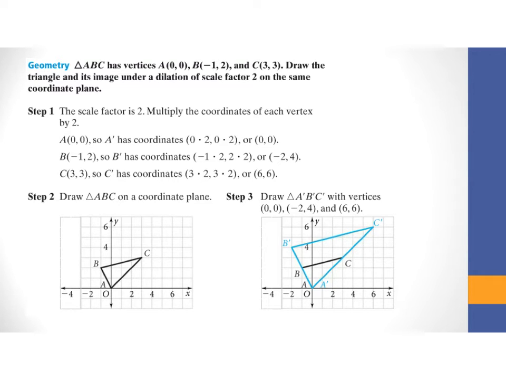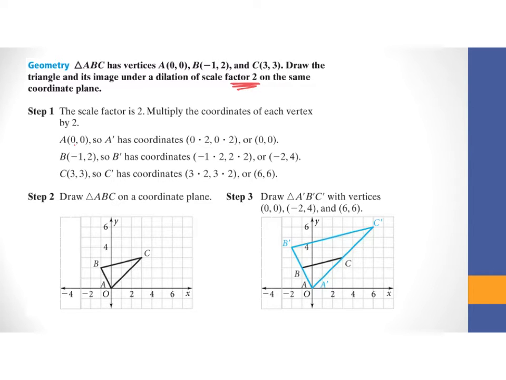So the first step is going to be to draw the pre-image. So you can see right here we have our pre-image, and we literally just plotted the points ABC. Then what you're going to do is apply the scale factor. The scale factor we know is 2, and what this means is we're going to multiply every coordinate, both x and y, by that scale factor.